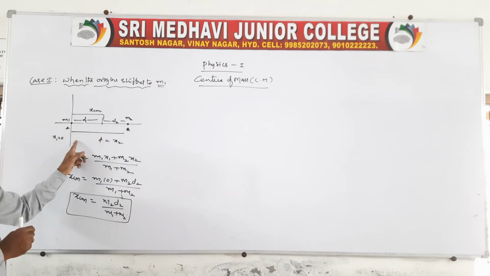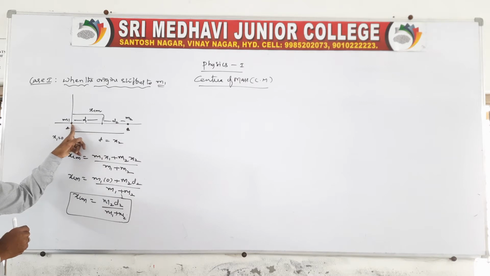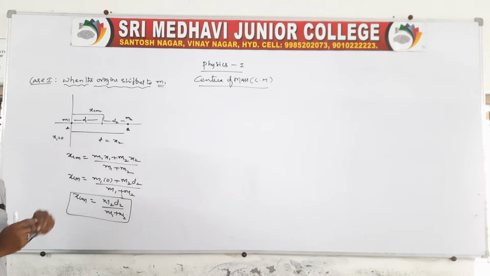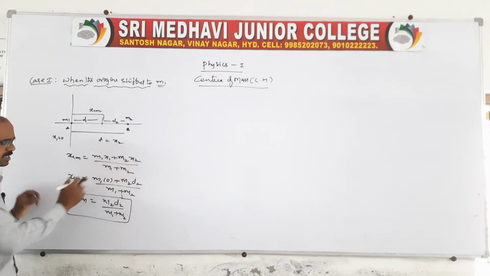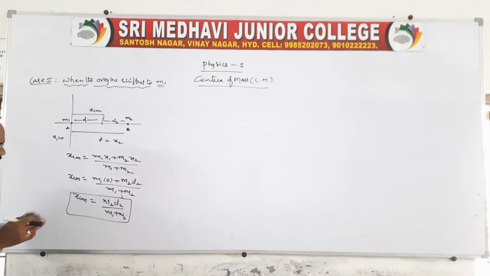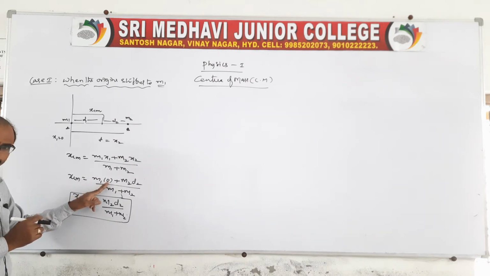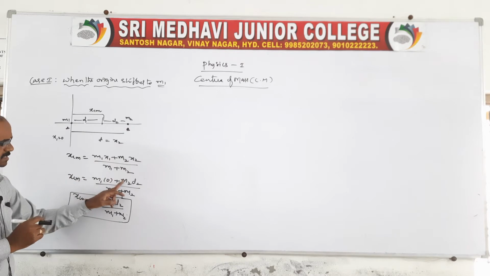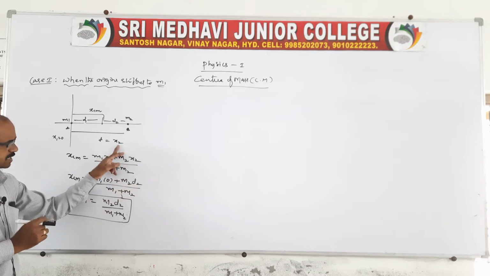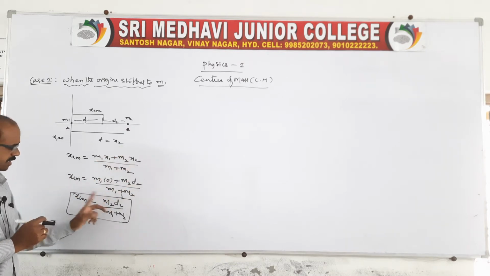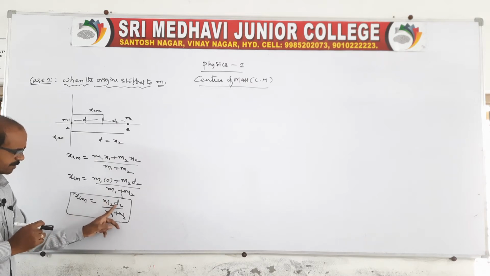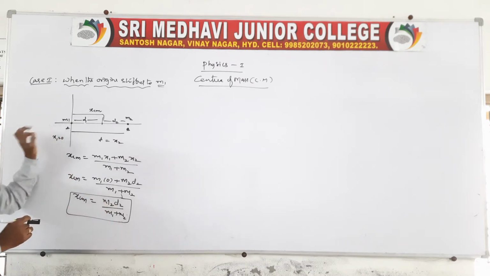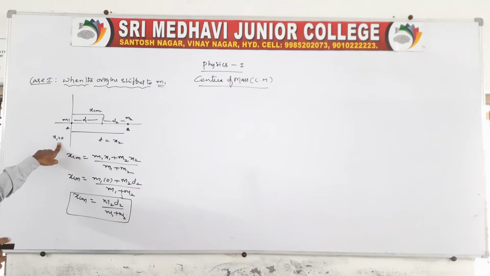And here x2 is the distance between the two particles, that is equal to d. Since the origin is shifted to the m1 particle, x2 will be equal to d. Now xcm is equal to m1 x1 plus m2 x2 by m1 plus m2. In this, xcm is equal to m1 of 0, because x1 is 0, plus m2 d, because x2 is equal to d. Therefore xcm will be m2 d by m1 plus m2 when the origin is shifted to m1.